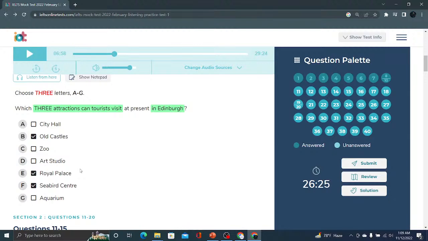Then why I chose E, because Clark also said that yes, after lunch we will visit Royal Palace.